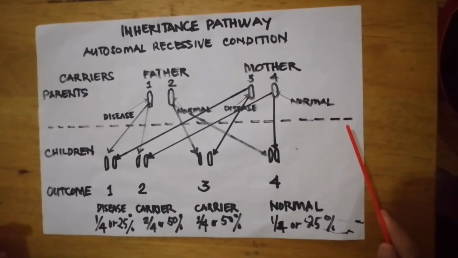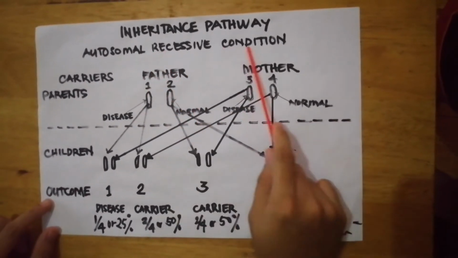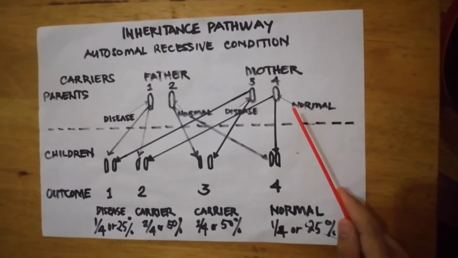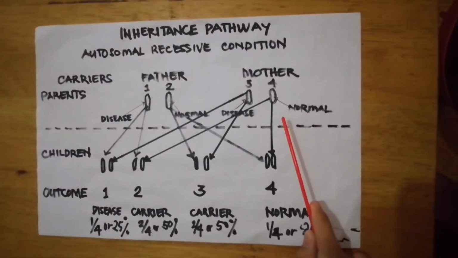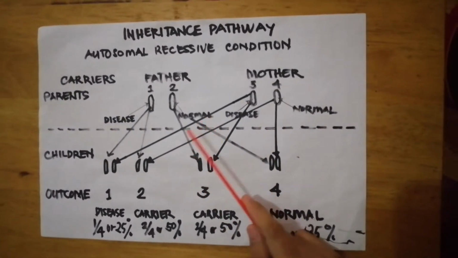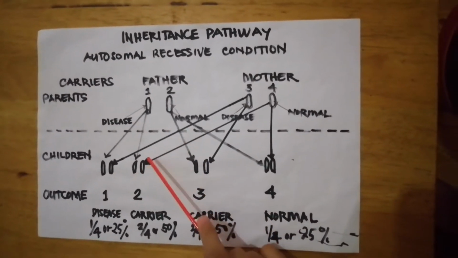First, let's consider that both parents are carriers of an autosomal recessive condition. Each parent has a disease gene and a normal gene. As a result, they are both carriers. They don't actually have the disease, but they have the capability to pass it on to their children.